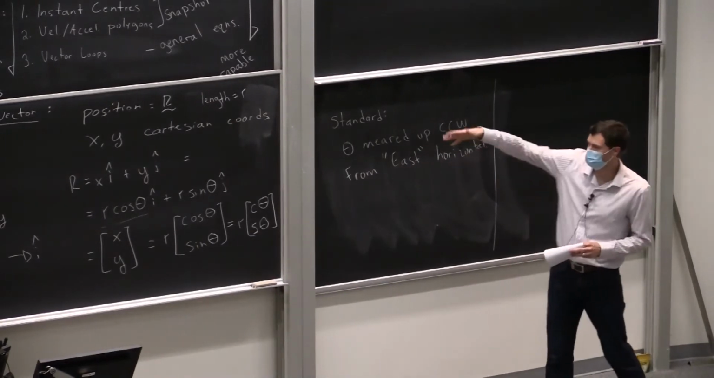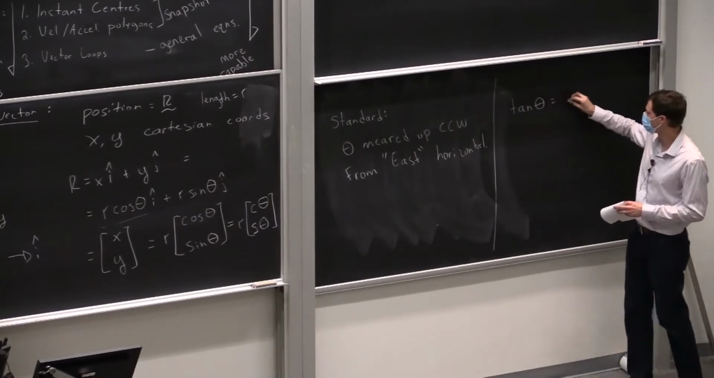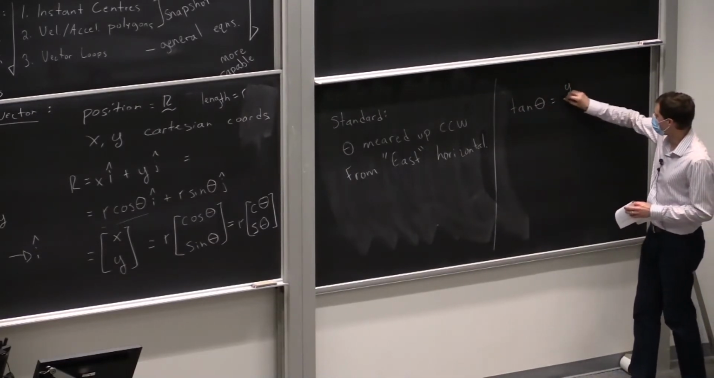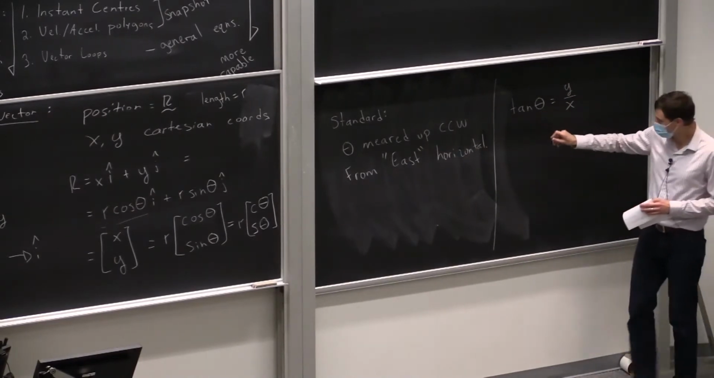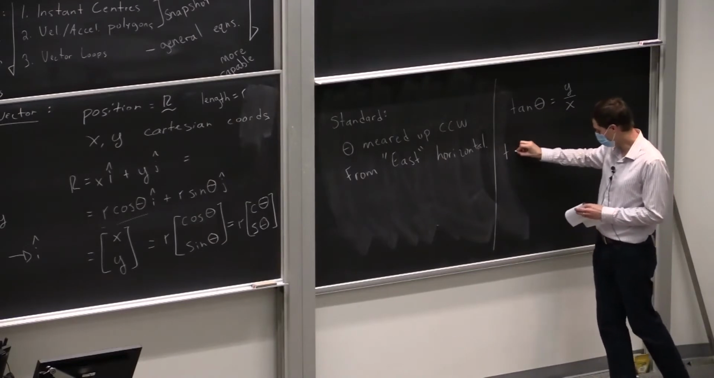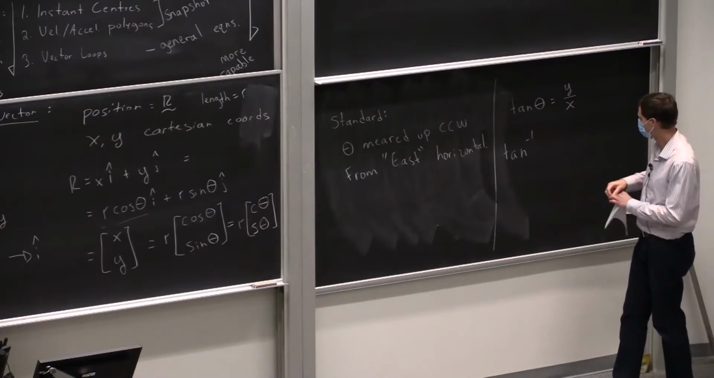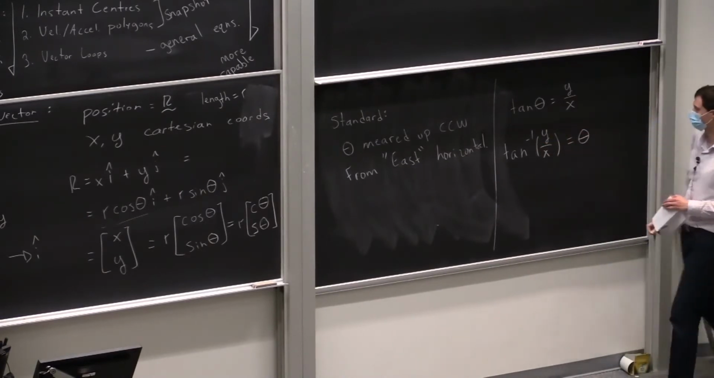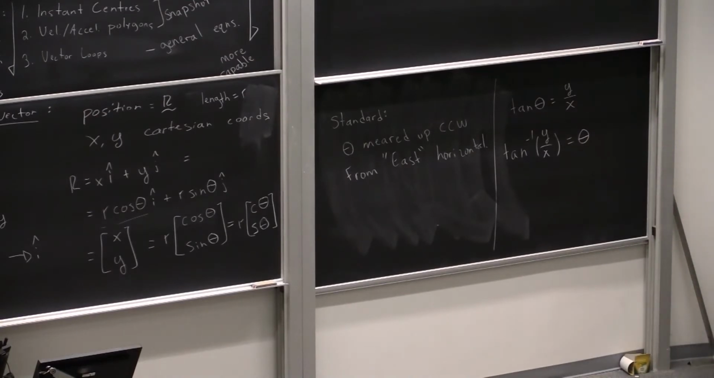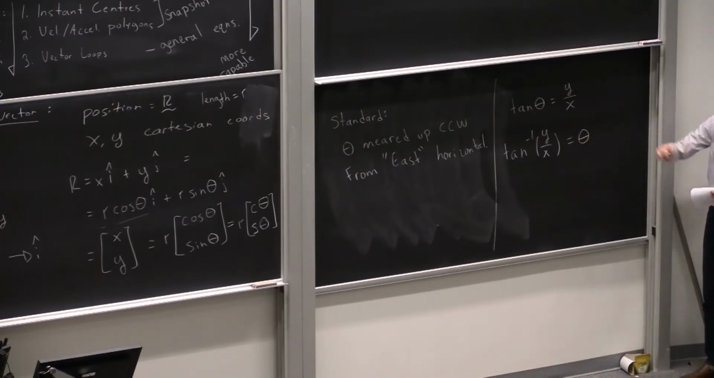If we want to calculate theta given x and y, of course we can use our tangent. So tangent theta is going to be equal to y over x. If we want to solve for theta, you can use an inverse tangent. And that's fine to do, and that's something we're going to do a lot. We're going to write out these expressions. We're going to solve for x, y, or theta. If you want to solve for theta, you can use inverse tangent.